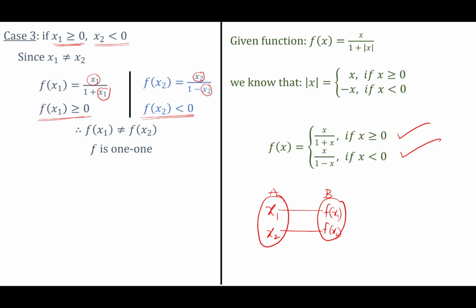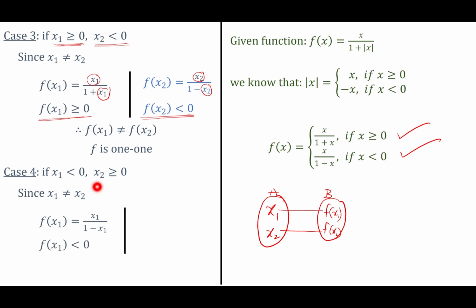In the same way, we can go through case 4. If x1 is less than 0 and x2 is greater than 0, if x1 is less than 0, I have to take the negative value and plug in any negative values here: negative 1, negative 2, negative 3. I will get the result as negative. So f of x1 is always less than 0. In the same way, if I choose x2 as 0 or more, then I have to take the function f of x as x over 1 plus x.